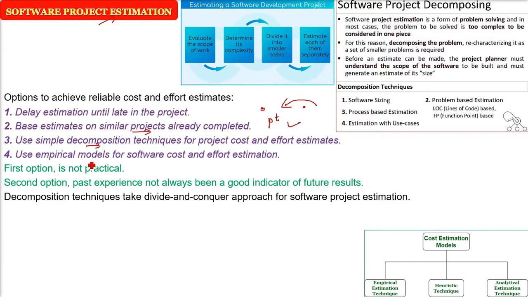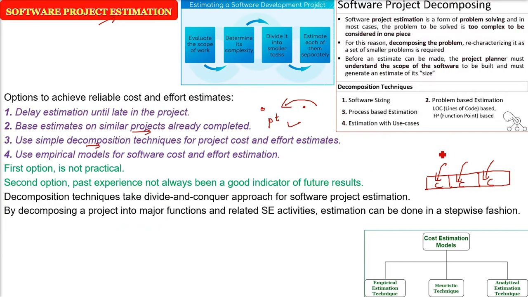Decomposition is all about divide and conquer. We treat the project as a form of problem solving. It is a big problem and we are solving it. It is too complex to consider as a whole, so we have to divide it into different pieces. That is, we will decompose a project into major functions, sub-functions, and all the related software engineering activities, and then we will estimate in a stepwise manner.